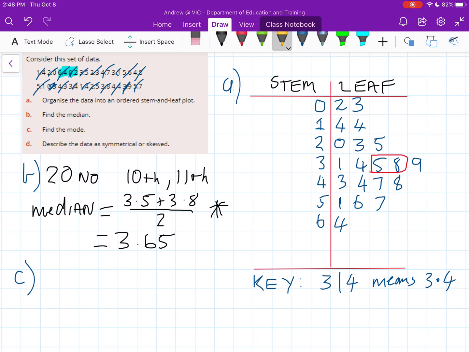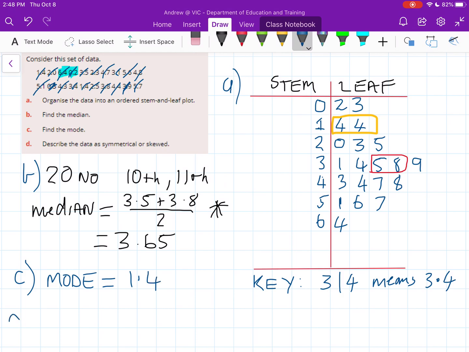And I'm going to do this in yellow. So we can see here we've got two 1.4s, okay? And there's no other number that appears twice. So this means that the mode is 1.4, okay?